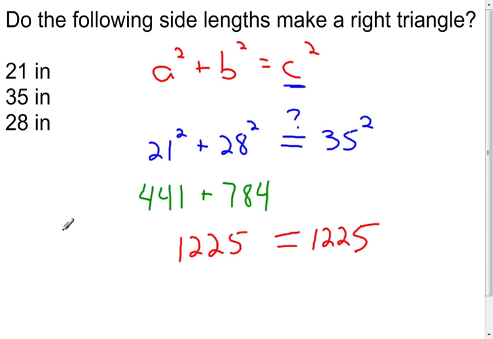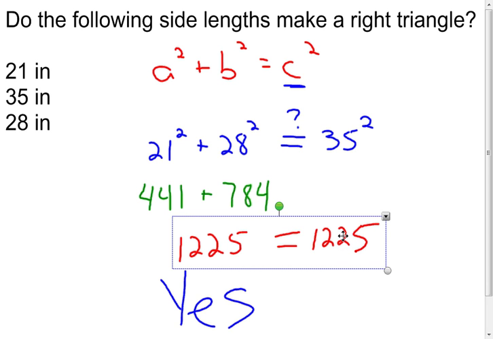So do the following side lengths make a right triangle? Yes, those will make a right triangle. Now, if this one would have come out to be 1,224, then my answer would have been, no, it's not a right triangle. Or if this would have been something else. If they're not equal, not a right triangle. If they are equal, it is a right triangle.